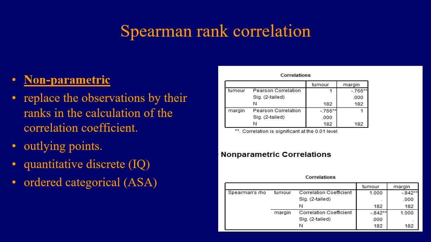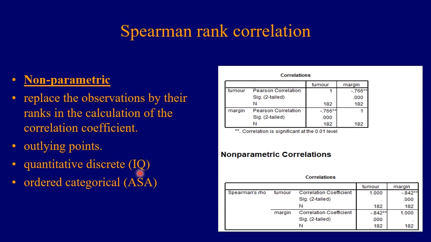And finally, there is a correlation test that can be used if the data are not normally distributed, a non-parametric version of the correlation coefficient. This is the Spearman rank correlation coefficient. You use it if the data are non-parametric, if you have several outlying points, or if the data are not continuous, they are quantitative discrete, like IQ score, for example.